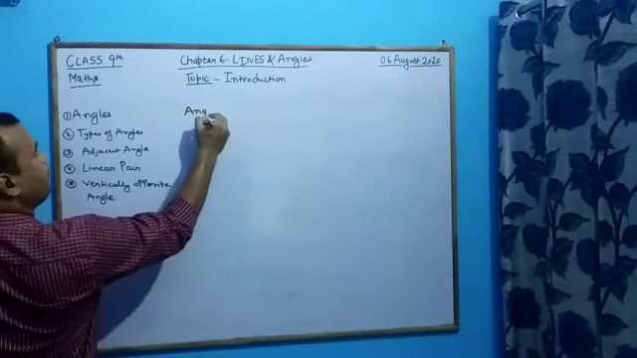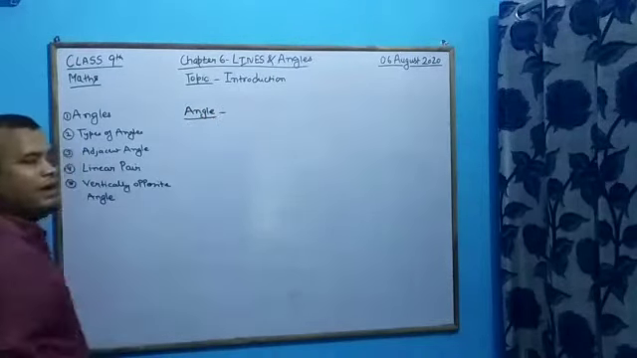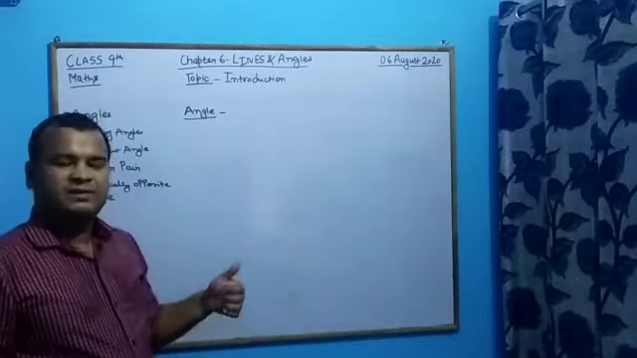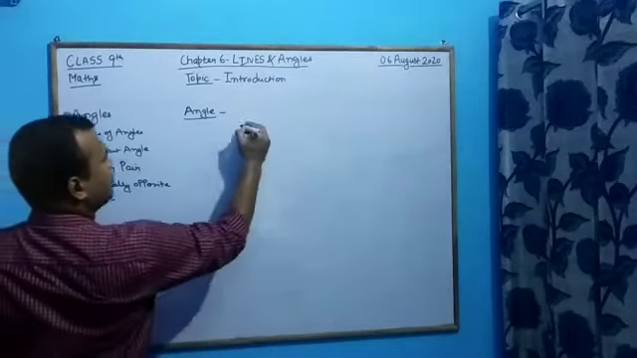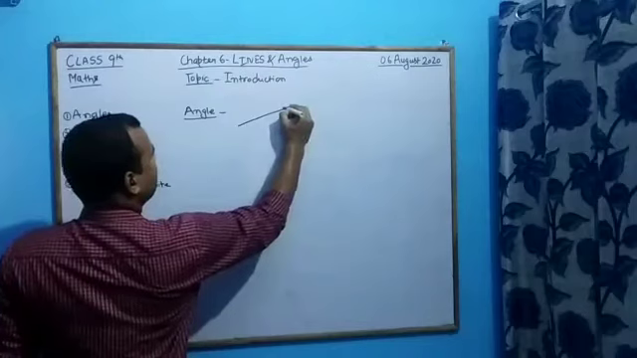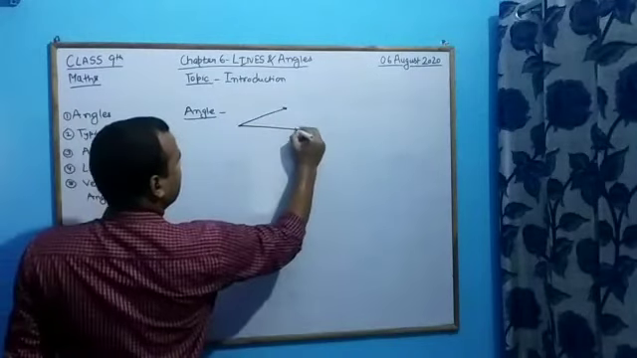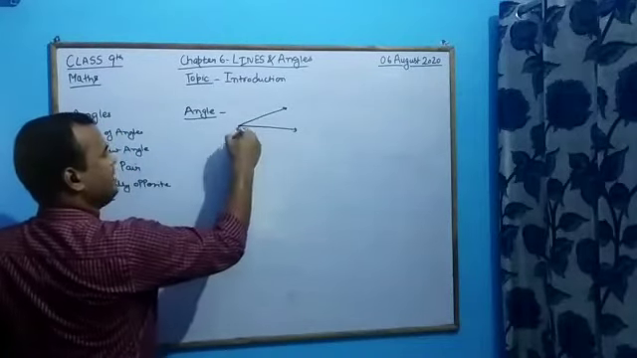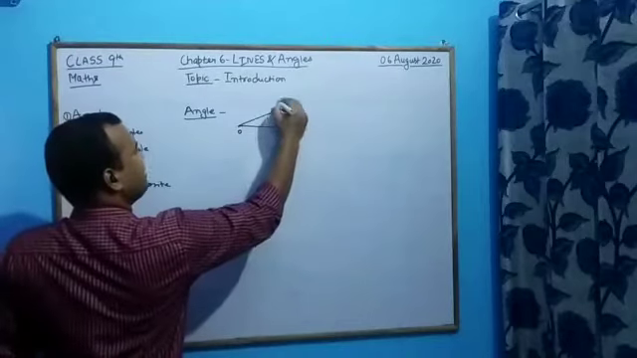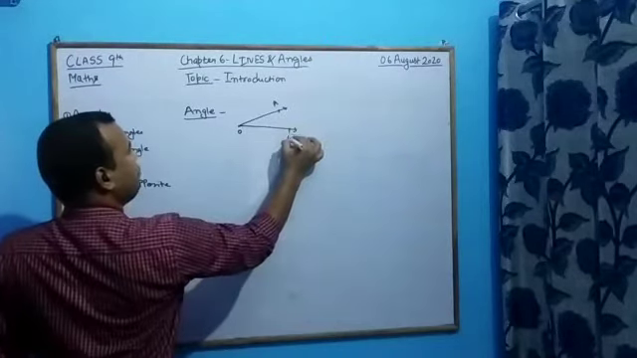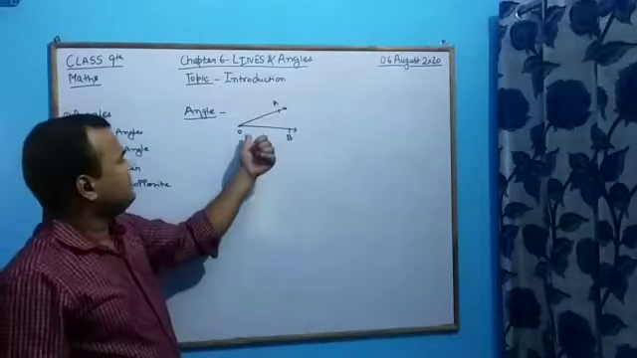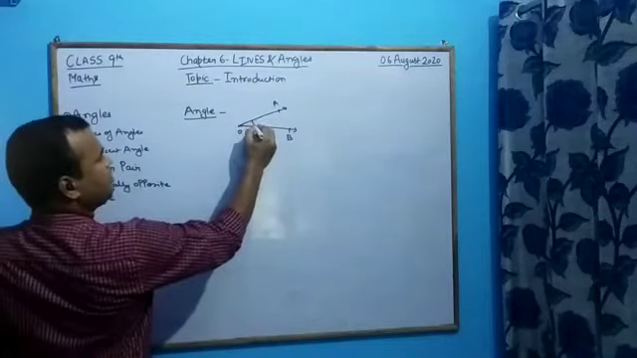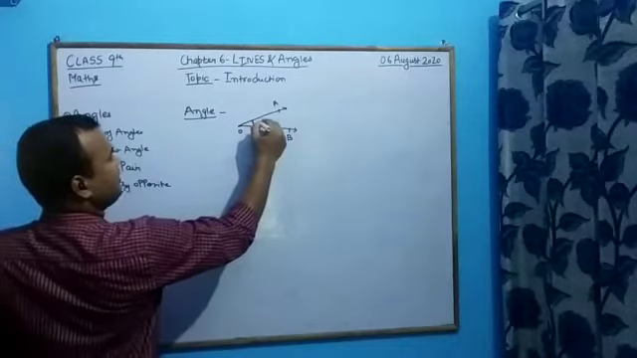Now, what is an angle? Previously we have studied rays and lines. Whenever two rays originate from a common point, let this common point be O. There is a ray OA and another ray OB, originating from the common point. Then what they make in between is known as an angle.